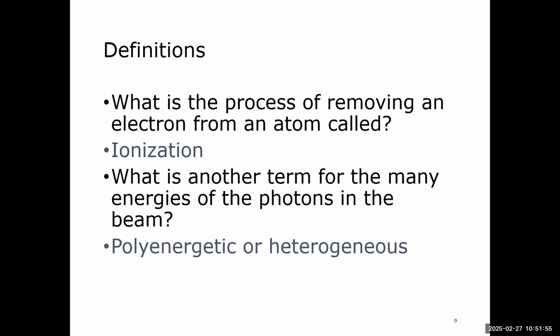Polyenergetic or heterogeneous, which means there's lots of different energies, and all of the photons are not the same energy. Okay.